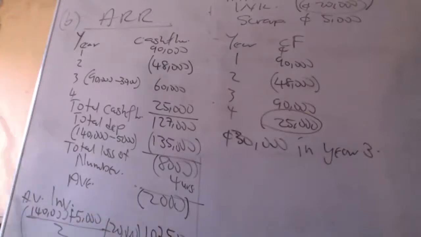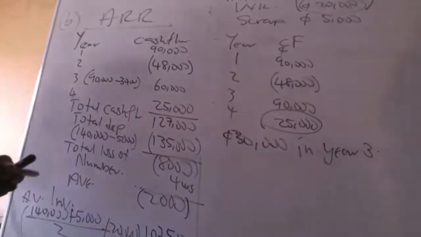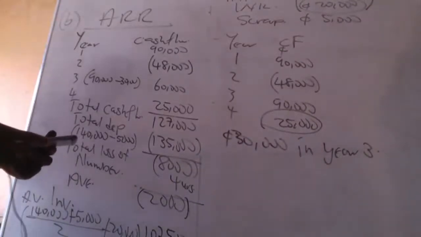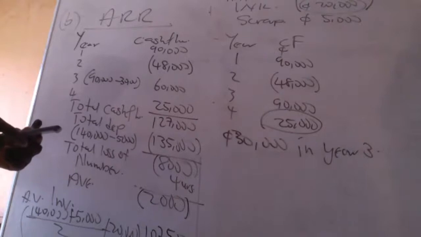That's the average investment. Therefore, accounting rate of return will be this divided by this, but express the answer in negative. So negative 2,000 divided by 107,500, times what? 100. So it's what?